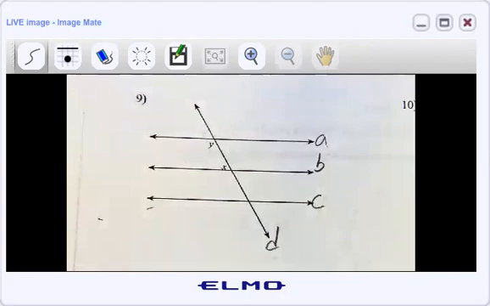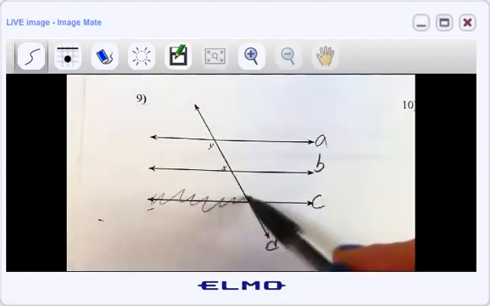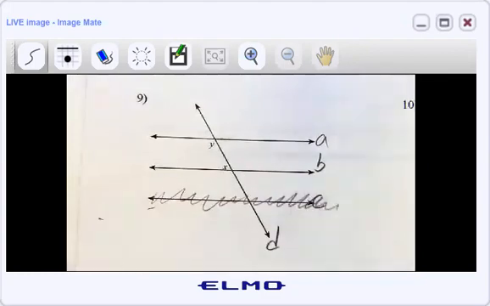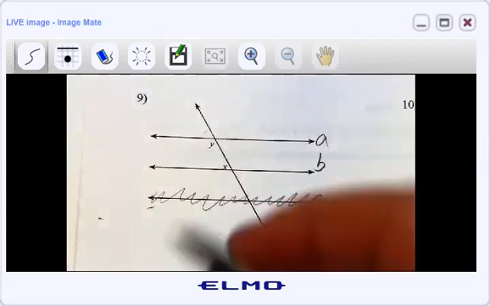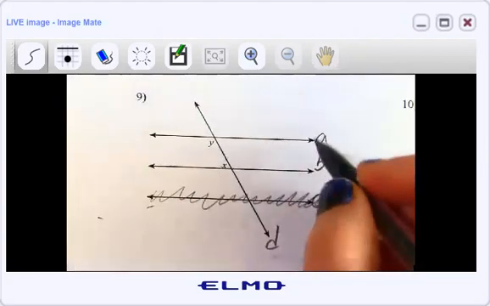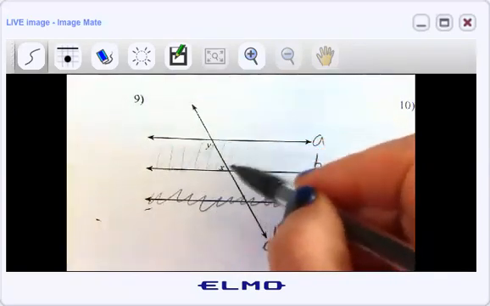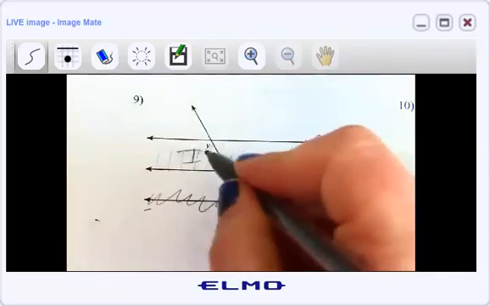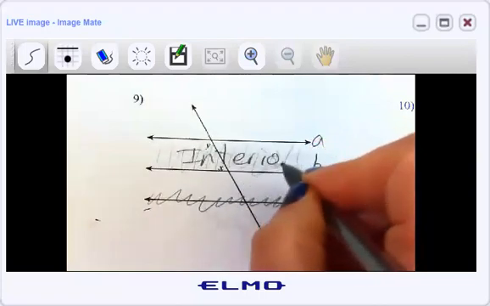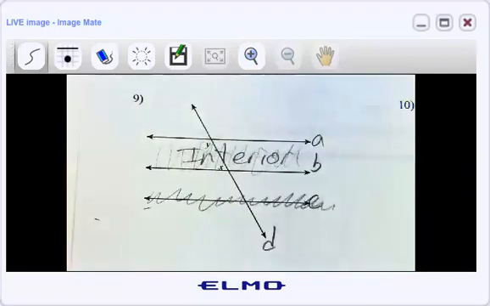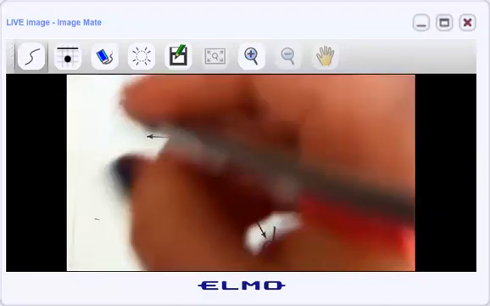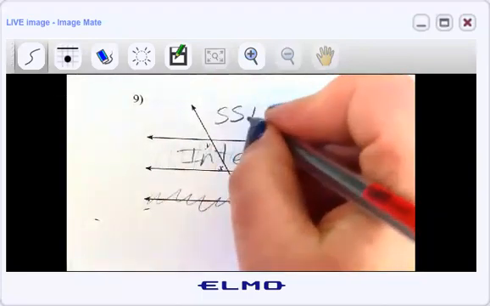Do you see how I could literally just erase line C and nothing changes with my two angles? I still have X. I still have Y. I get rid of C, and I don't even need to look at it anymore. Now it's hopefully easy to tell that A and B are the two lines I'm talking about. So all this here would be the interior, which my two angles are. They're both on the interior. So put it all together: same side interior, SSI.